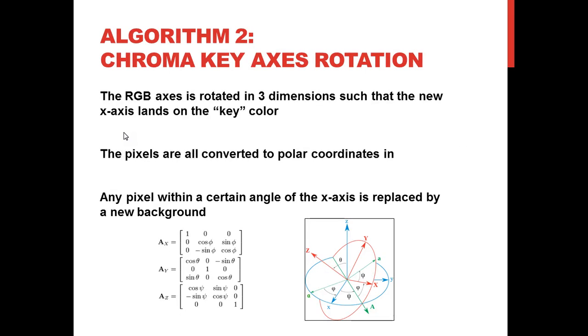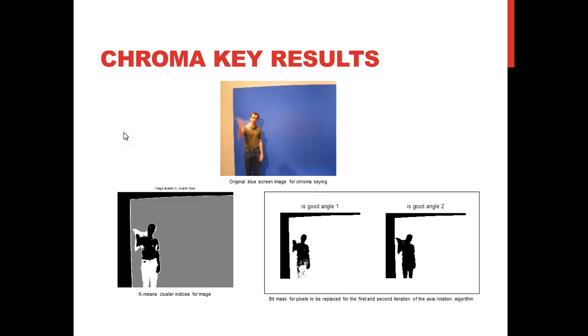The second algorithm I used to do the chroma key is axis rotation. In this case, I kept it in RGB space, but I rotated the axes in 3 dimensions so that the key color ended up being on the x-axis. Once I get that to the new coordinate system, I convert it to polar, and then any pixels that were within a certain angle of the x-axis are considered to be near enough to the x-axis to be replaced, and those are the pixels that will be replaced by the background.